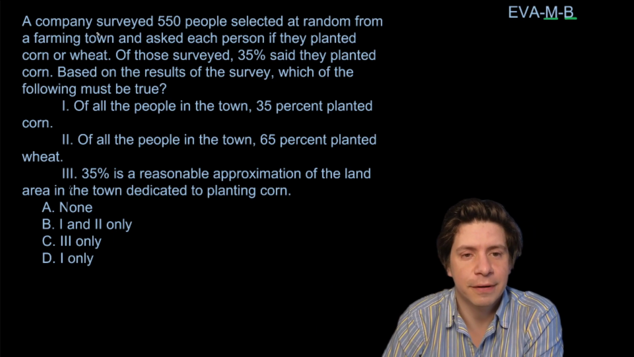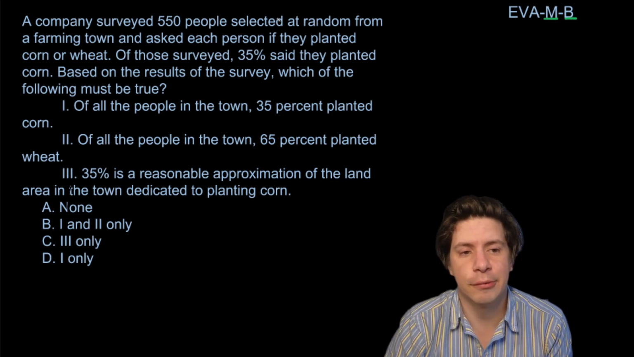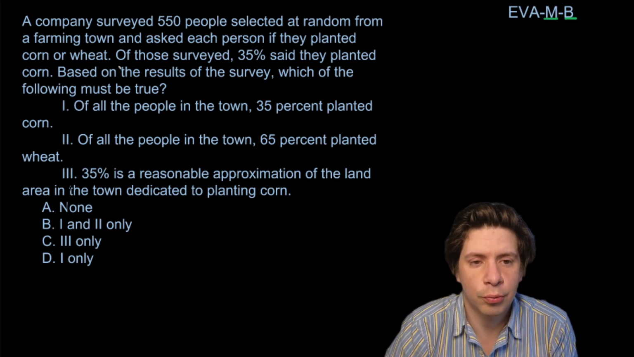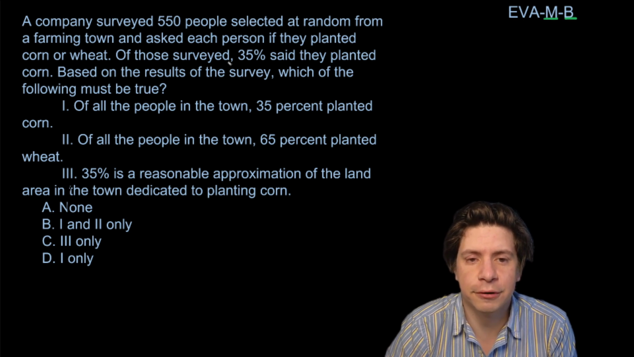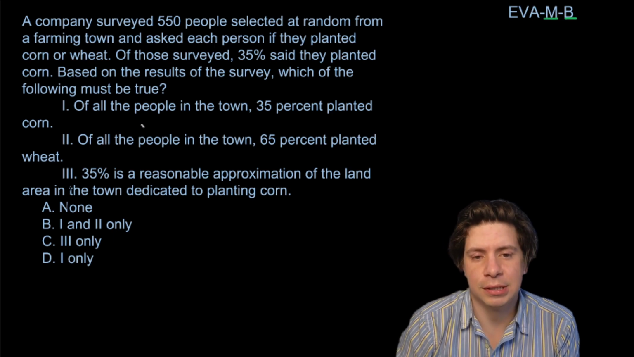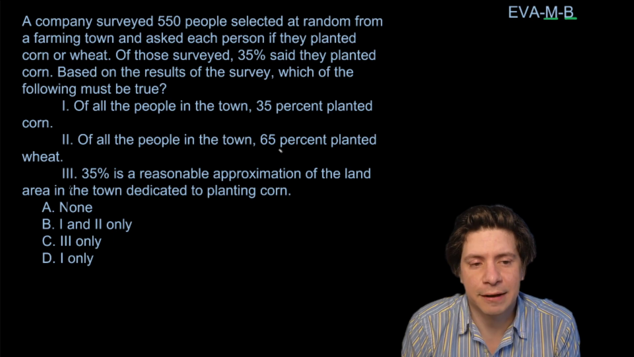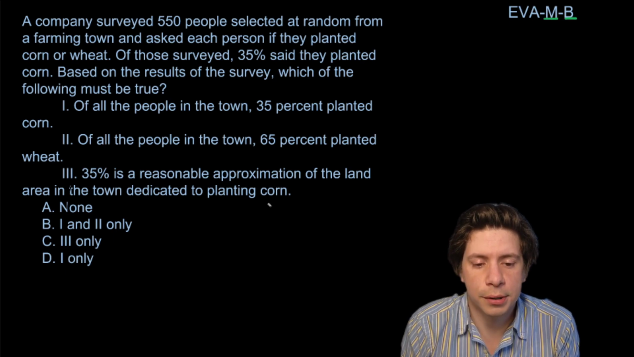A company surveyed 550 people selected at random from a farming town and asked each person if they planted corn or wheat. Of those surveyed, 35% said they planted corn. Based on the results, which of the following must be true? 1: Of all the people in the town, 35% planted corn. 2: Of all the people in the town, 65% planted wheat. And 3: 35% is a reasonable approximation of the land area in the town dedicated to planting corn.